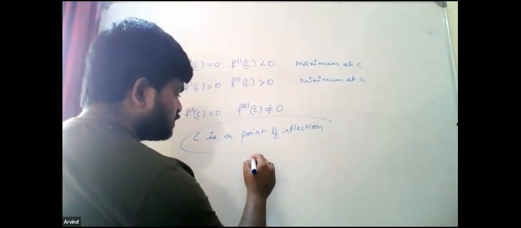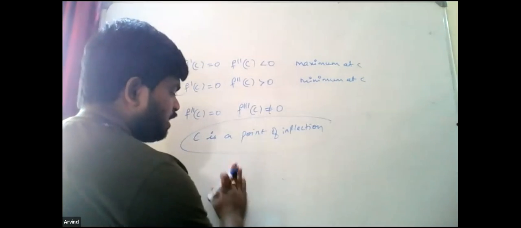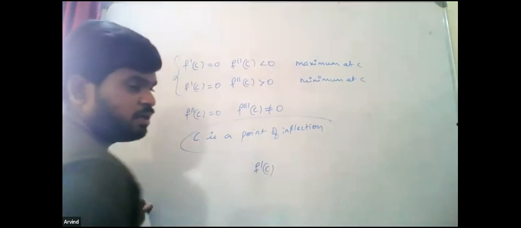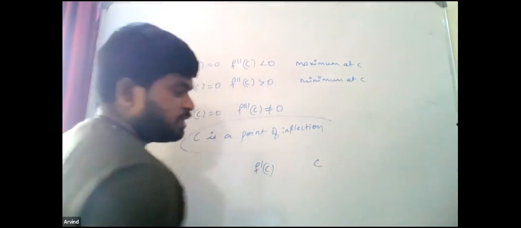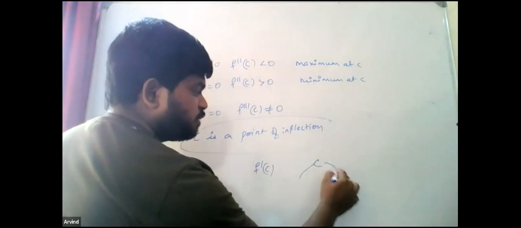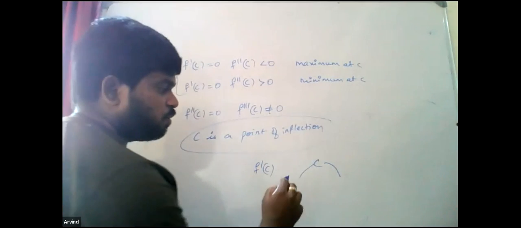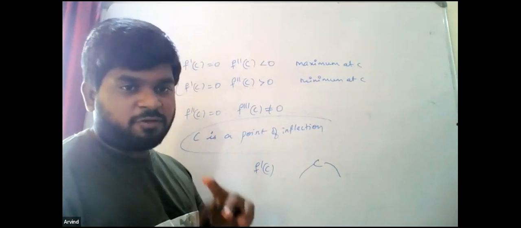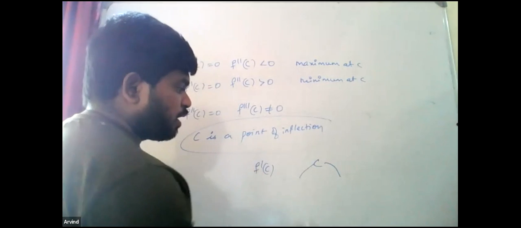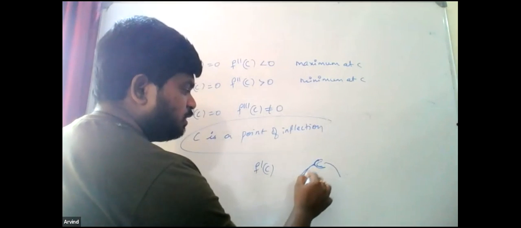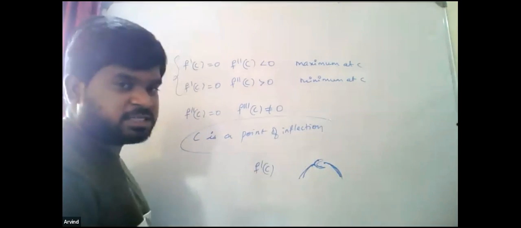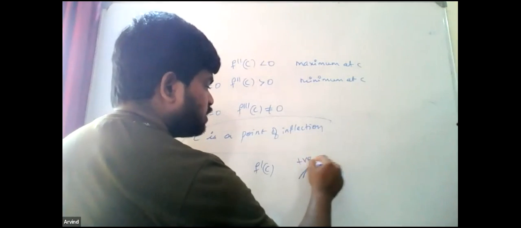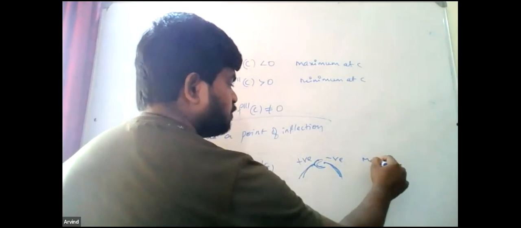suppose you are not able to find f double dash of c, it is like that, then this f dash of c, the critical point c, you have to check the previous values and the next values. Is it changing the sign? If it is changing the sign, then either it will have maximum or minimum value. Okay, let's say this is c value. Either the previous values or the next values, we check the sign. If it is from positive to negative, then it is maximum.